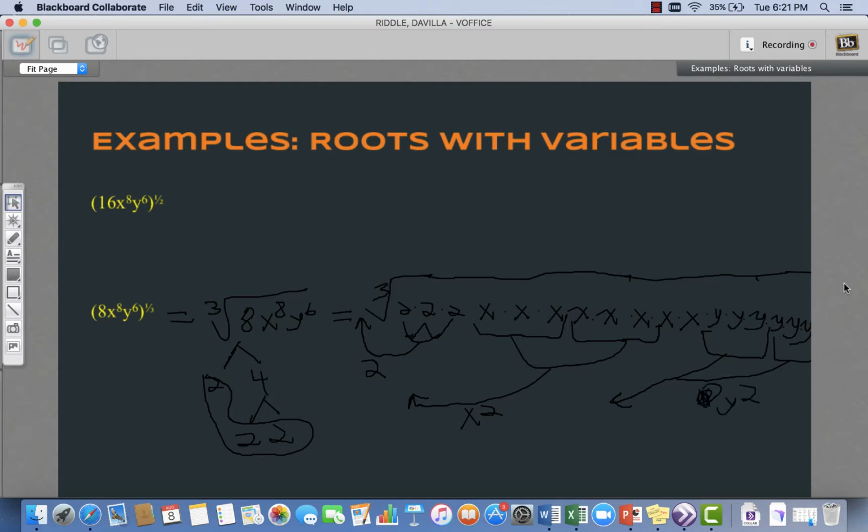Y to the second power. So the only leftovers we have, just to emphasize that, is the remaining x's right there. So in the end, we'll have 2 times x to the second power times y to the second power times the cube root of x squared. And that can be your most simplified answer right over there.